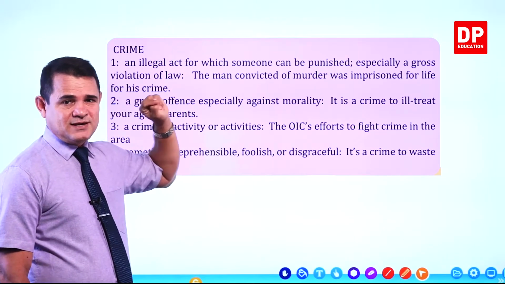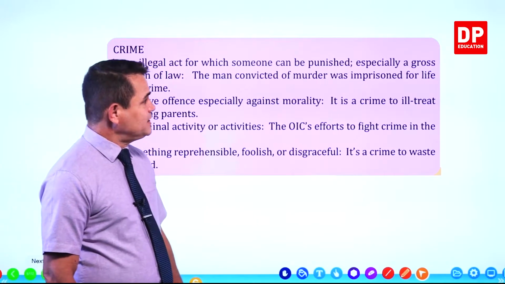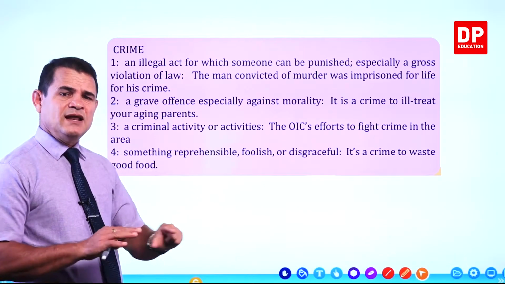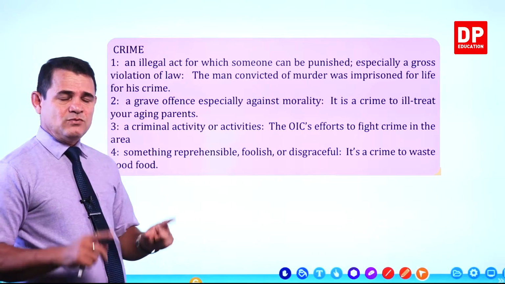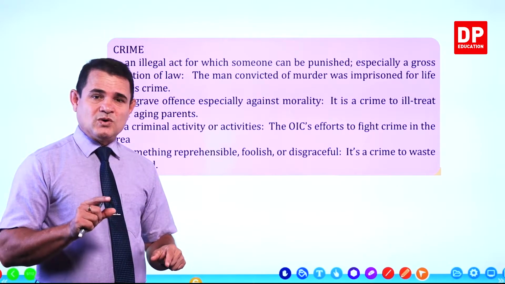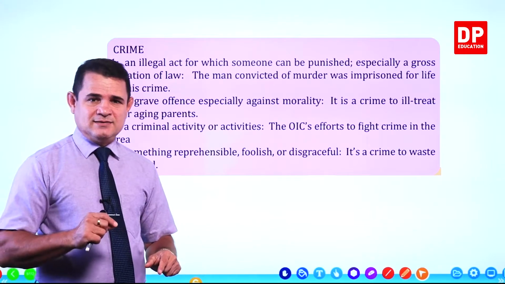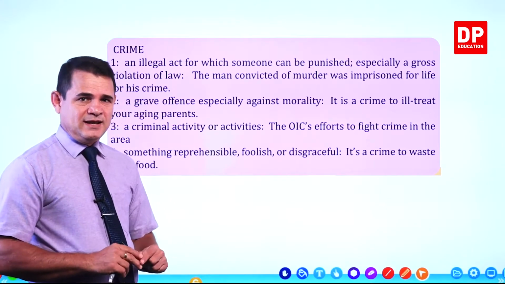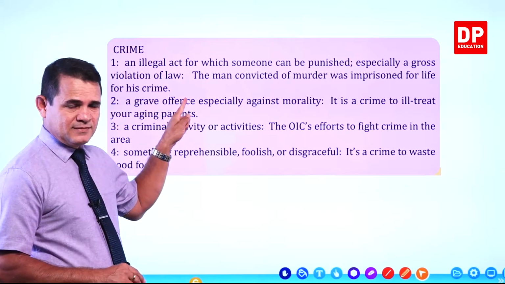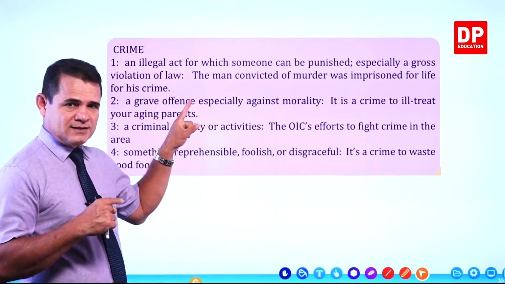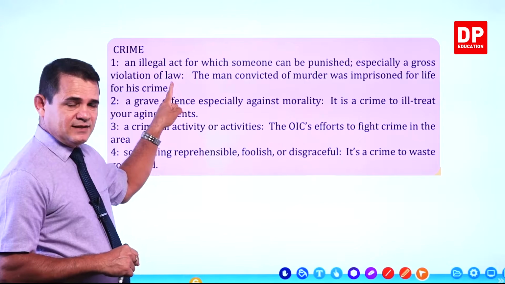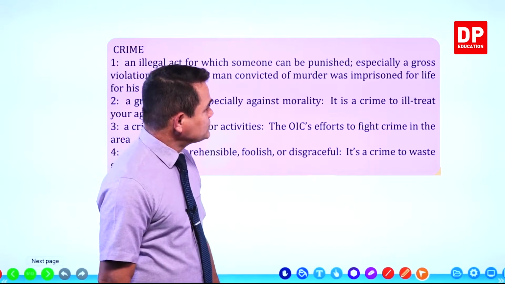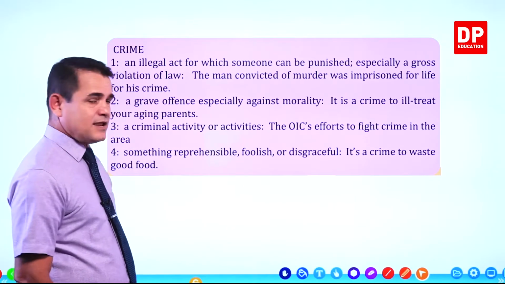They call that a crime. That is one. Especially a gross violation of law. Especially, gross violation of law. Violate means break, the law. Violate, violation. Violate is the verb, to break. Violation of law, breaking the law. The man convicted of murder was imprisoned for life for his crime.